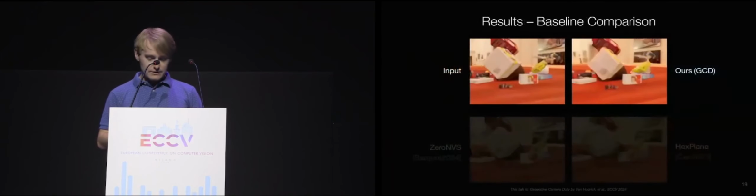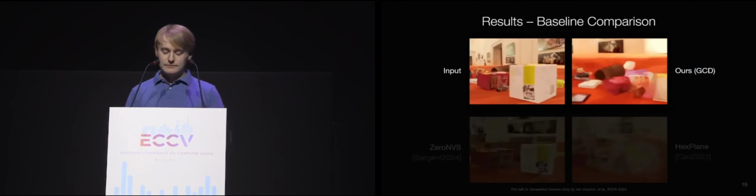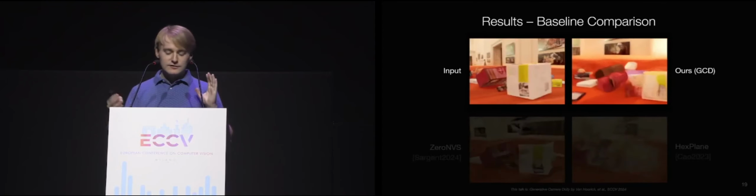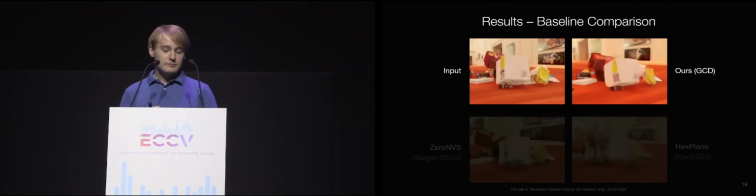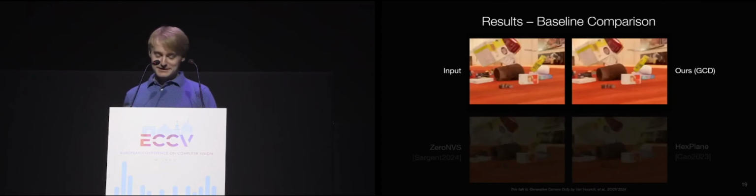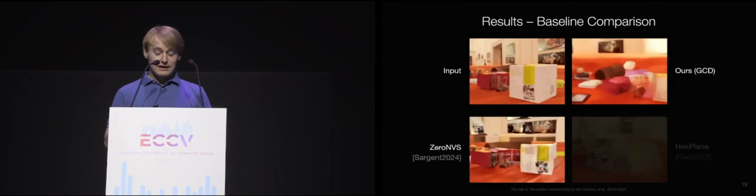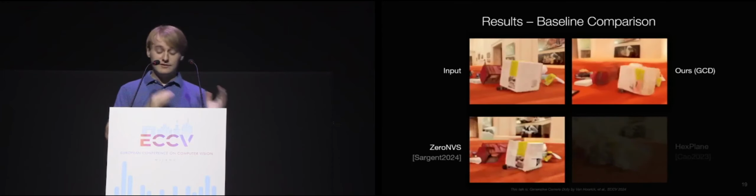We also compare against several baselines. First, in our model on the right, you can see that despite heavy occlusions, particularly the brown container in the middle, all the objects remain reasonably consistent across views and time. On the lower left, we have Zero-1-to-3 and Zero-1-to-3 for scenes.